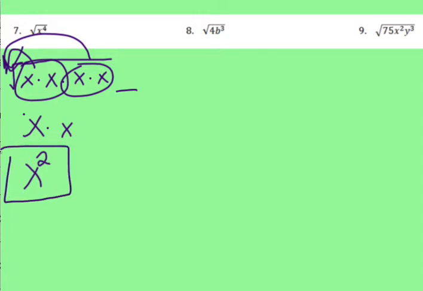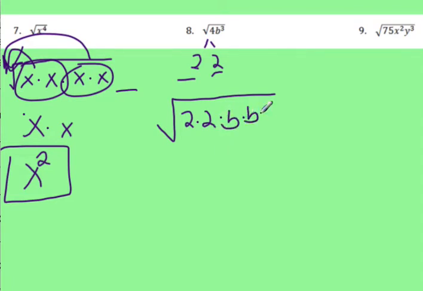Now, taking a look at number 8, I'm going to break down 4 into 2 and 2. Okay, now 2 and 2 are both prime. So now I'm going to write everything out underneath the radical. Well, I'm going to have 2 times 2. And then I have 3 b's. So I'm going to have b times b times b. So I have a pair of 2's I can take out, and I have a pair of b's that I can take out. So I'm going to take out 2, and then that's going to be times b.